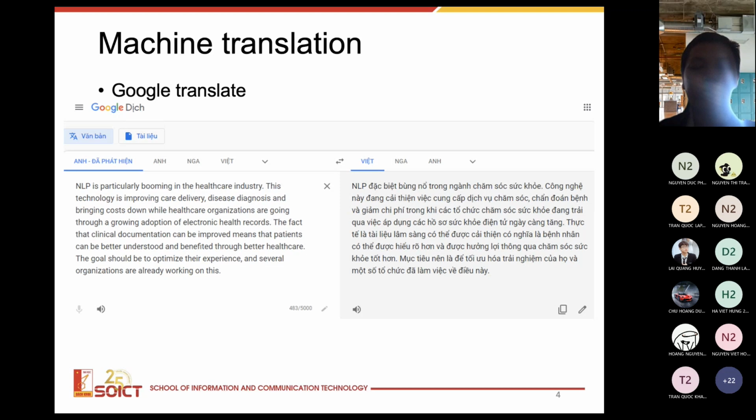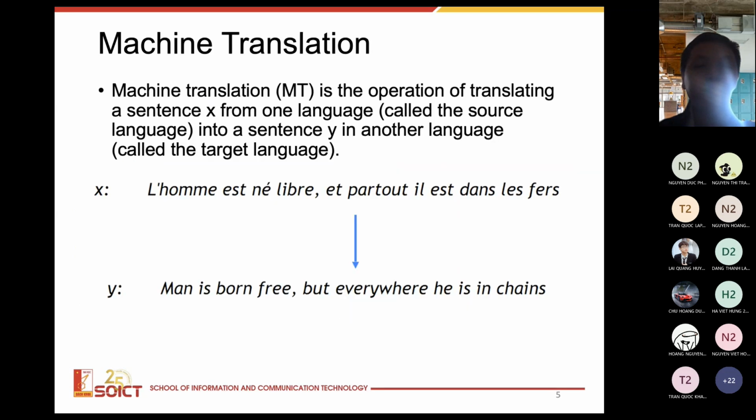And this big performance gain was in fact from the application of neural networks in training machine translation models, right? Okay, so the machine translation task is the operation of translating a sentence, let's say the sentence X, from one language called the source language into a sentence Y in another language called the target language. So you see one example we have in the slide here is a sentence in the French language to be translated into a sentence in English, right?